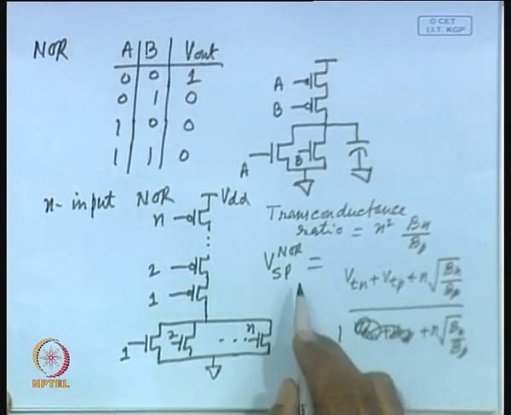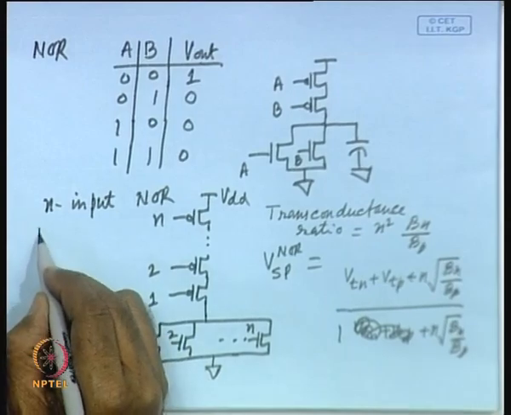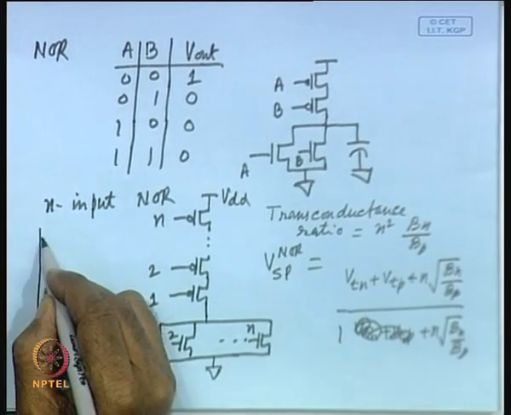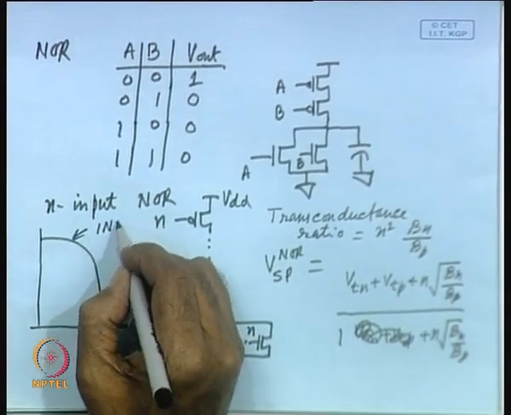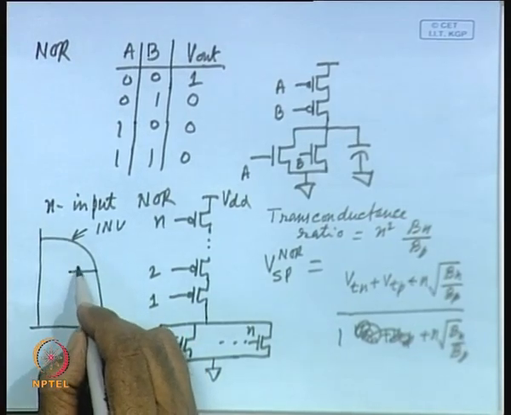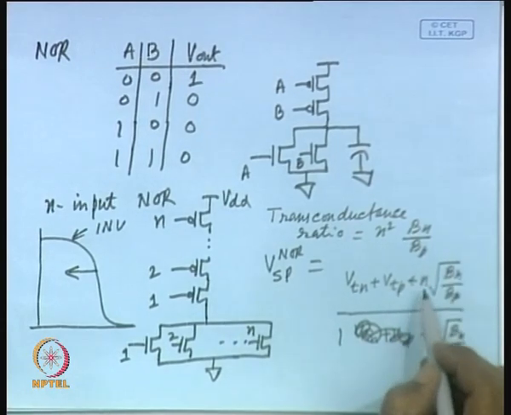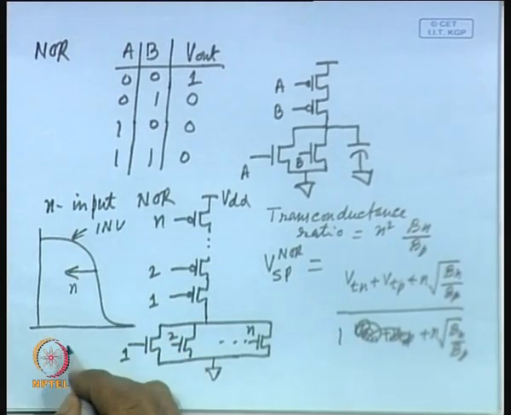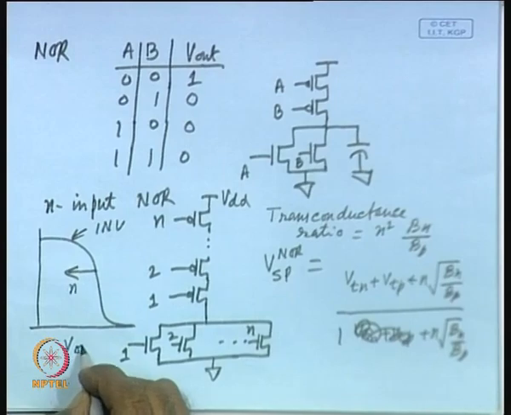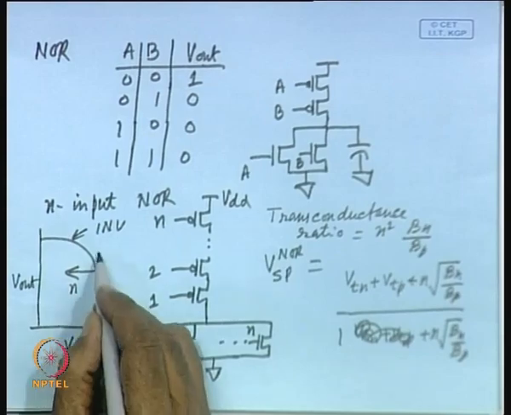So, if you plot this, we find that the denominator value increases as n increases. For an inverter, the transfer characteristic is somewhat like this. For a NOR gate, it will move towards the left, because the denominator value is increasing and this part will be smaller than this. So, as n increases, the inverter switching point will move towards the left.